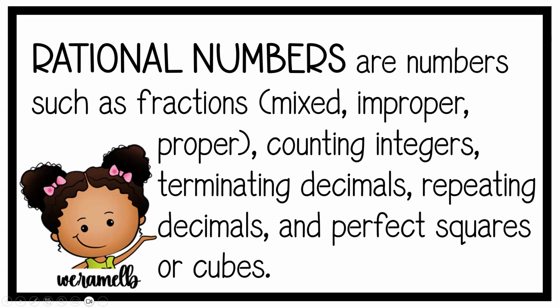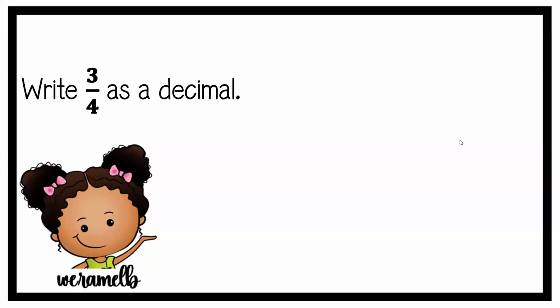So now let us see this fraction, 3/4. We are going to change this into a decimal number. What did we say again? To change a fraction into a decimal number, we divide the numerator by the denominator. You know how to do this.